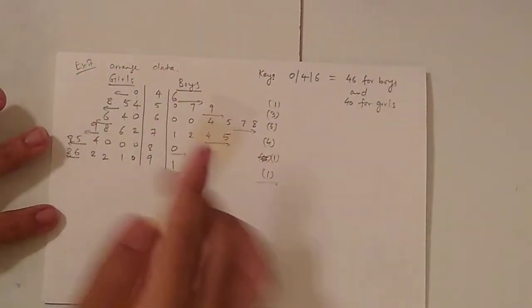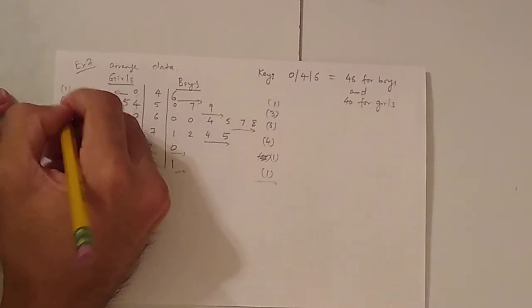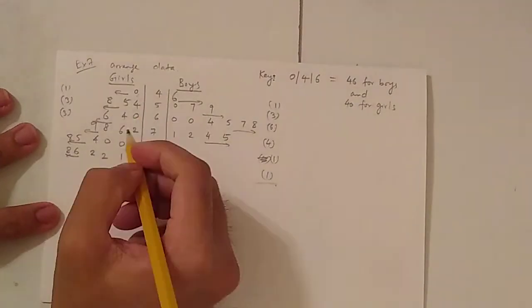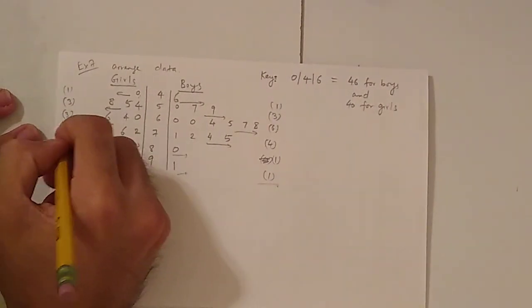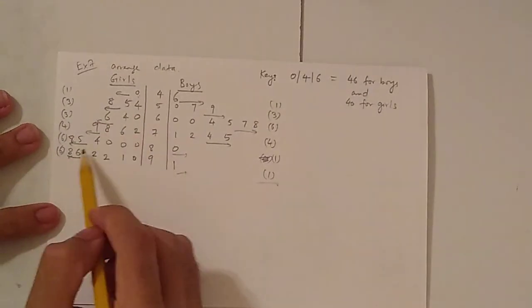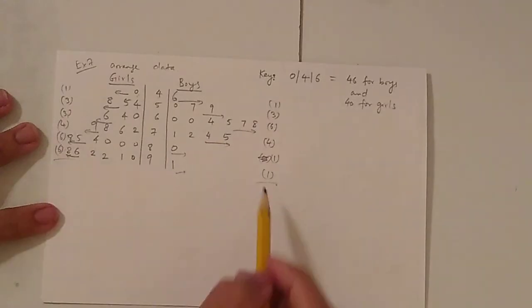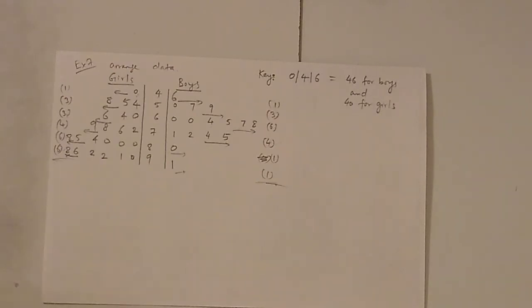For the girls we have 1, 3, 3, then 4, 6 and 6, and the total is 23. Yes, it does match. The totals for both sides do match what is given in the question, so we have constructed the diagram correctly.